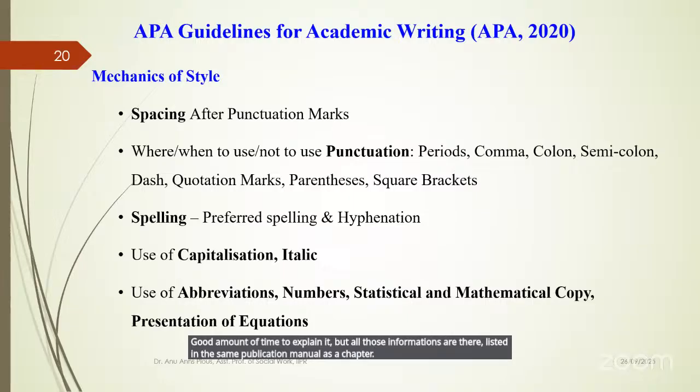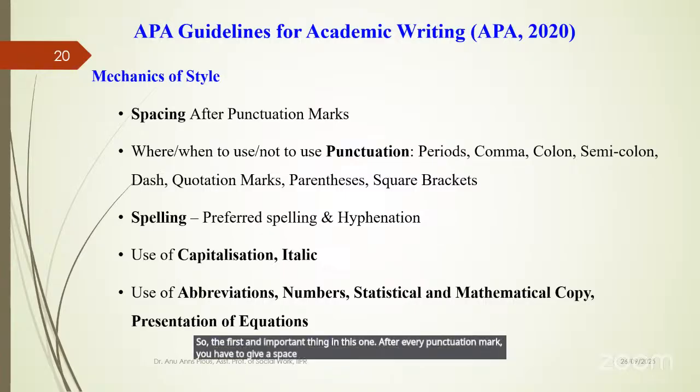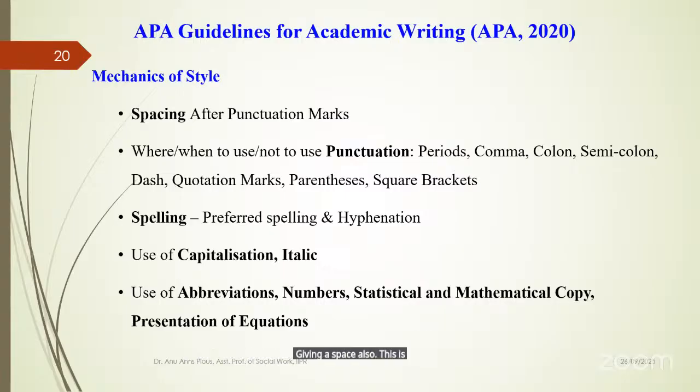So the first and important thing in this one: after every punctuation mark, you have to give a space. And before the punctuation mark, there is no need to give a space. This is one of the most important rules you need to follow while you are writing. Again, spelling: you need to follow a particular style of spelling.